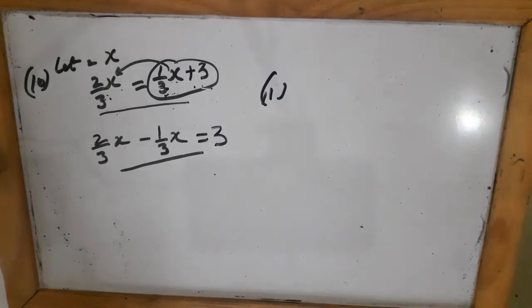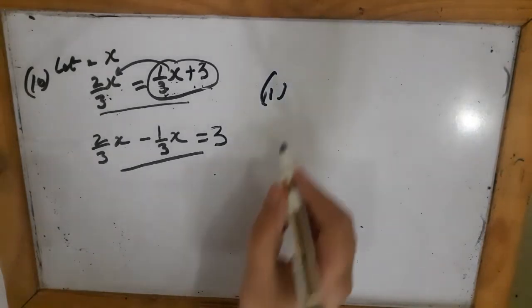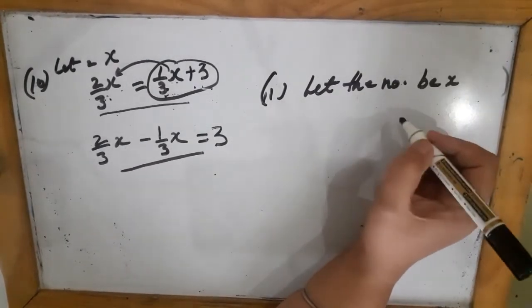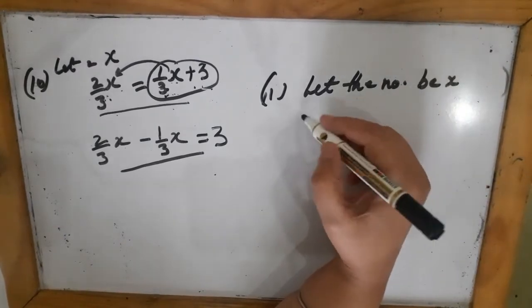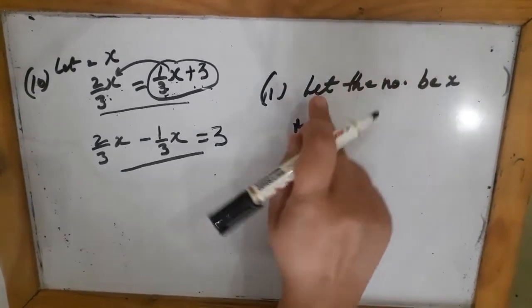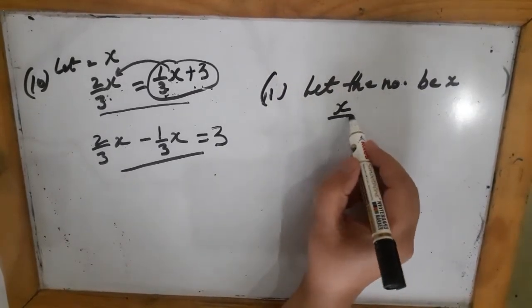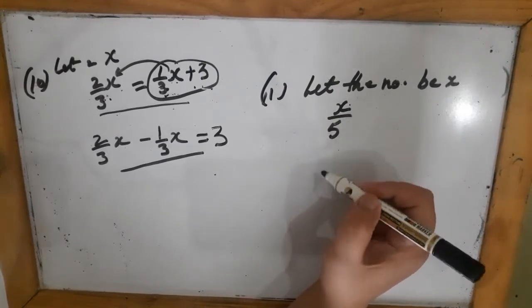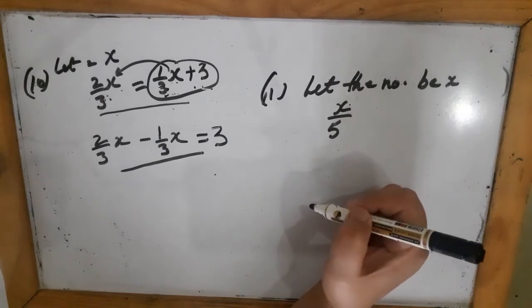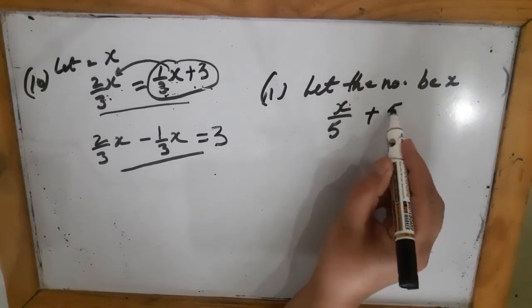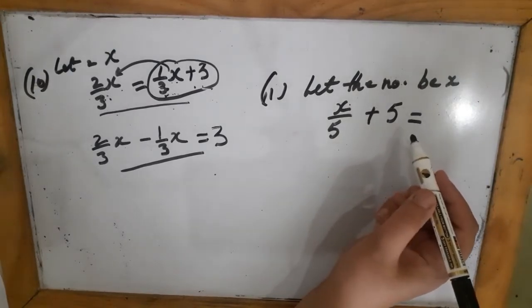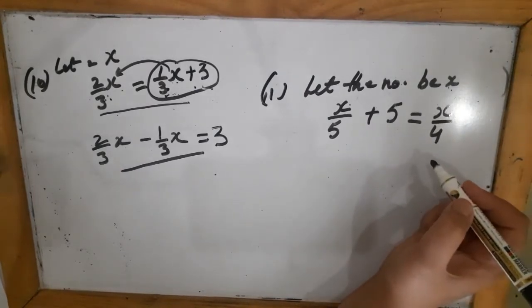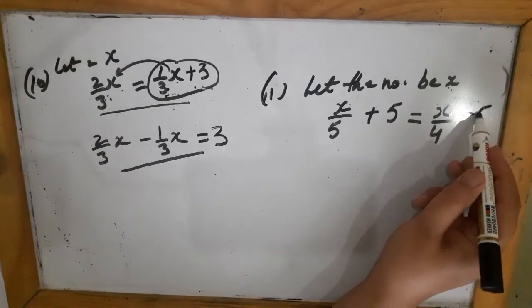They say the fifth part of a number, so let the number be x. Now look at this, they are saying fifth part. When we say half part, half means we divide by 2. When we say fifth part, I have to divide this number by 5. The fifth part of a number when increased by 5 equals the fourth part decreased by 5. Now what will the fourth part be? Fourth part will be x divided by 4.